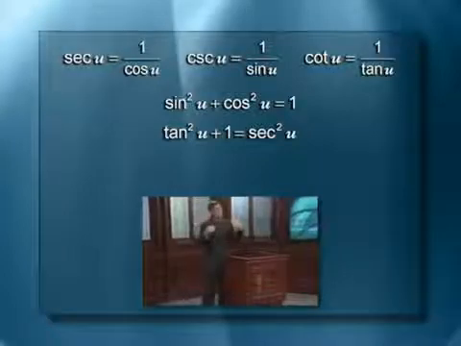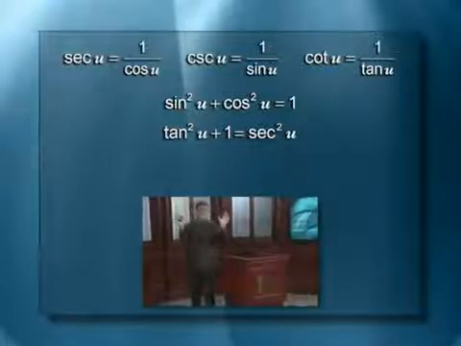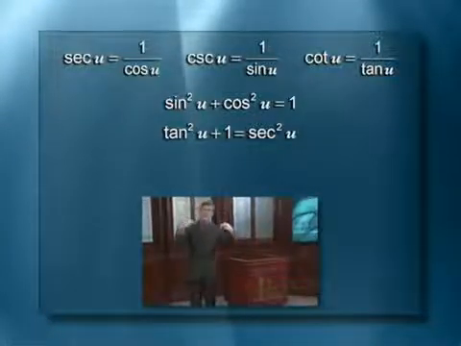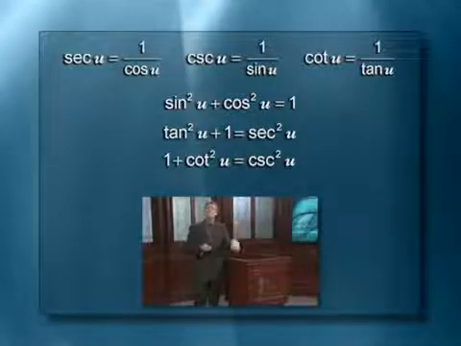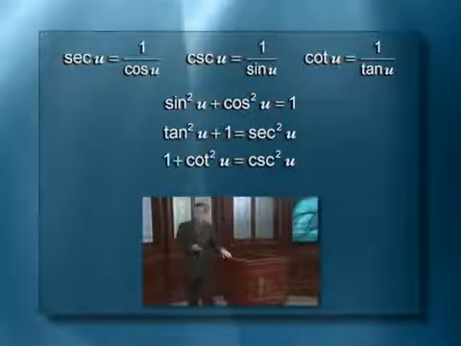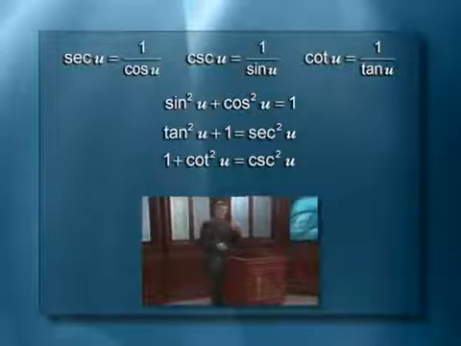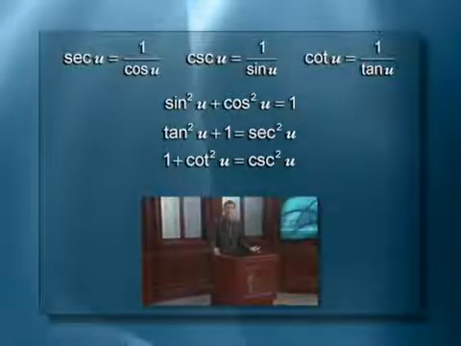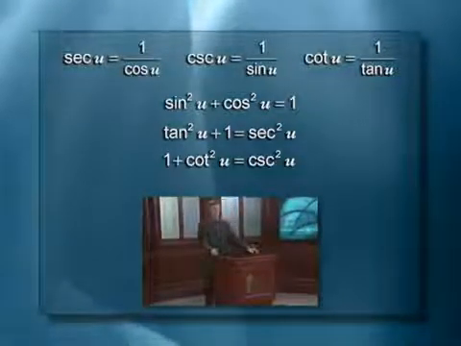And in a similar fashion, if we divide both sides of the fundamental identity by sine squared, we get 1 plus cotangent squared equals cosecant squared. That identity is not quite as important as the tangent squared identity I just talked about.